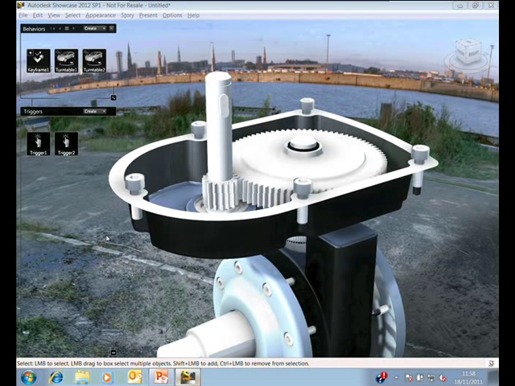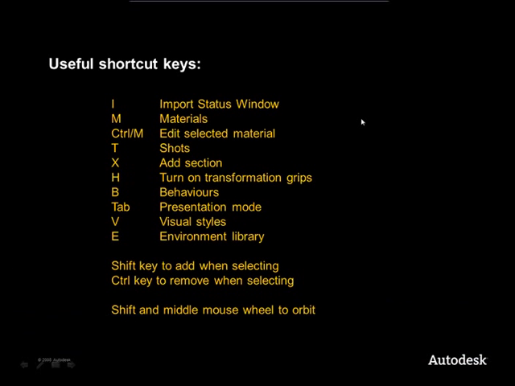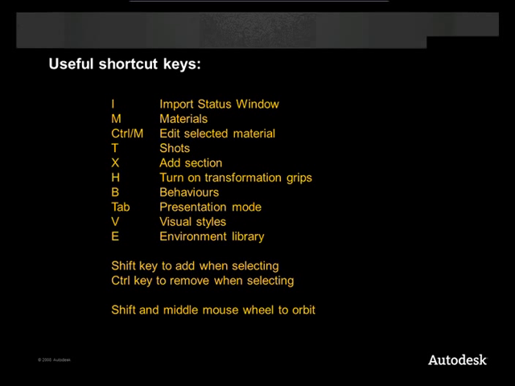is these shortcut keys. I've been using these. By all means, play around with it and use the pull-down menus, but these, it's only a few. These shortcut keys are extremely useful to have printed off and to the side of you when you're using Showcase. Shift and middle mouse wheel to orbit, for instance, shift key to add when selected, and so on. With the shortcut keys, you just press the key, you don't press return afterwards.